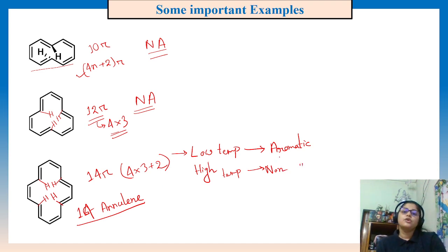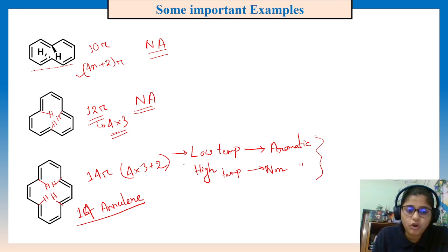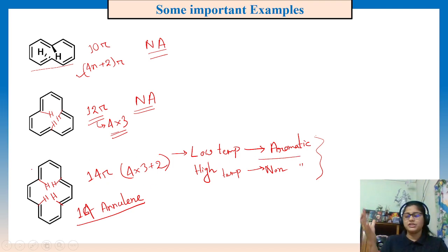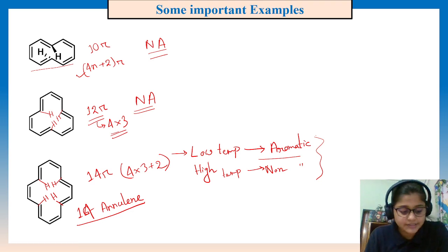Okay, so this is the thing here. If anything is not given, like low temperature or high temperature, then we will consider it aromatic. As the ring structure, the cyclic system, is bigger now, the steric hindrance will be less.